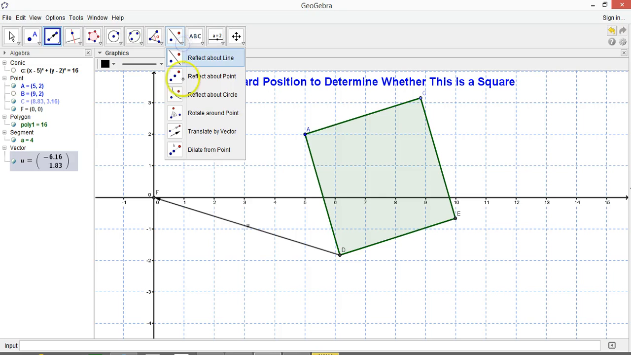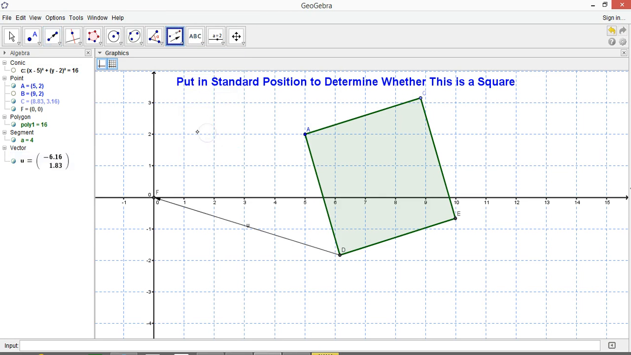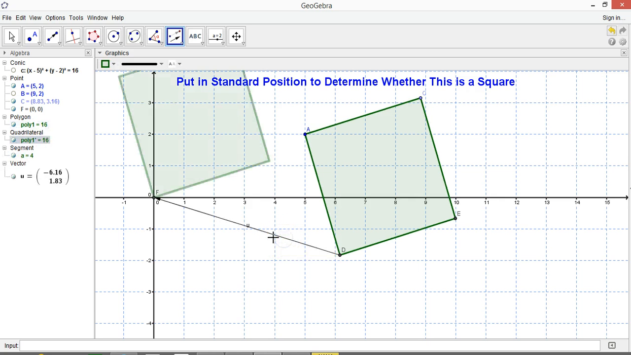So now I'm going to go to my transformation toolbox. I'm going to grab my translate by vector tool. I'm going to click on my polygon, click on my vector. So now I just translated this shape to the origin, right? These are congruent in size. This square is the same as this square. Lengths are the same, area, everything, right? So now our angle, I'm going to put a point right here.